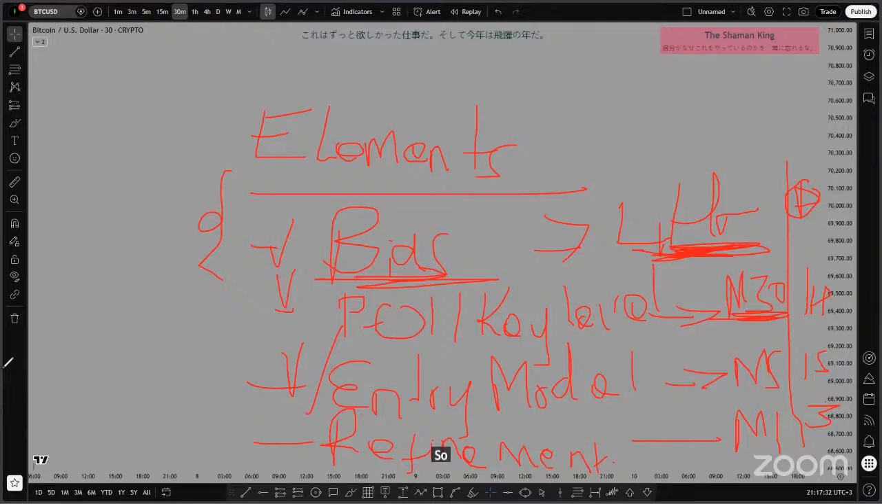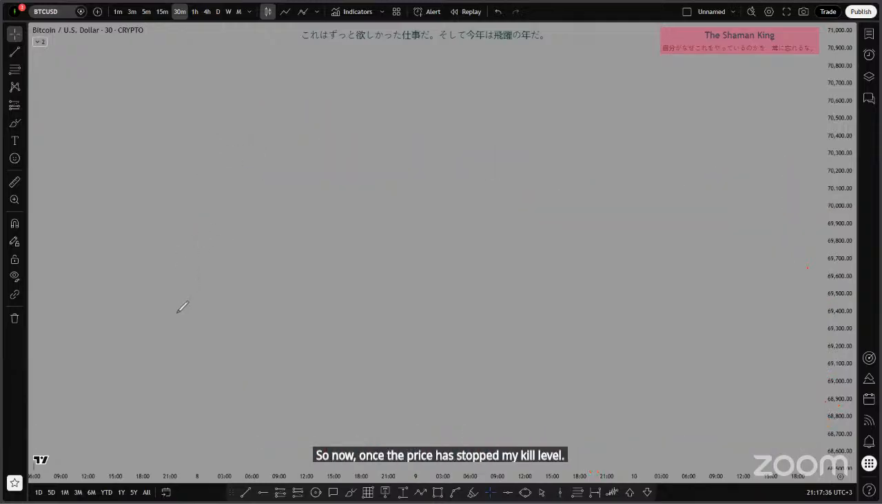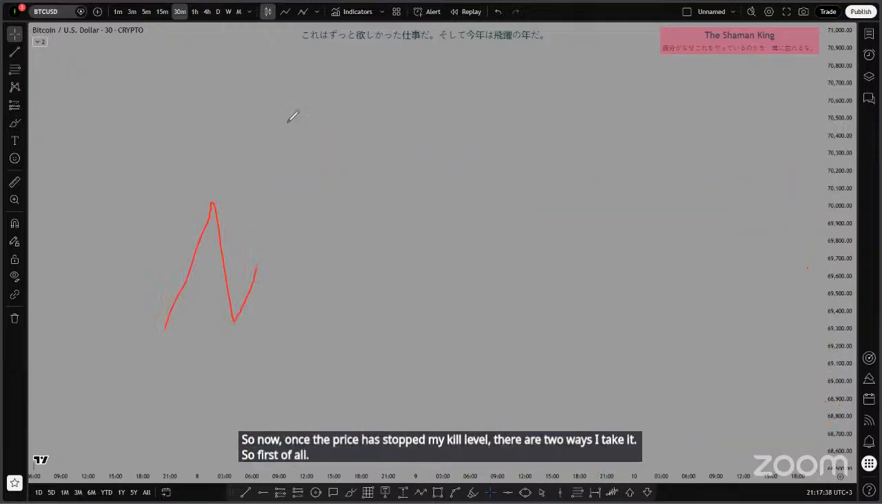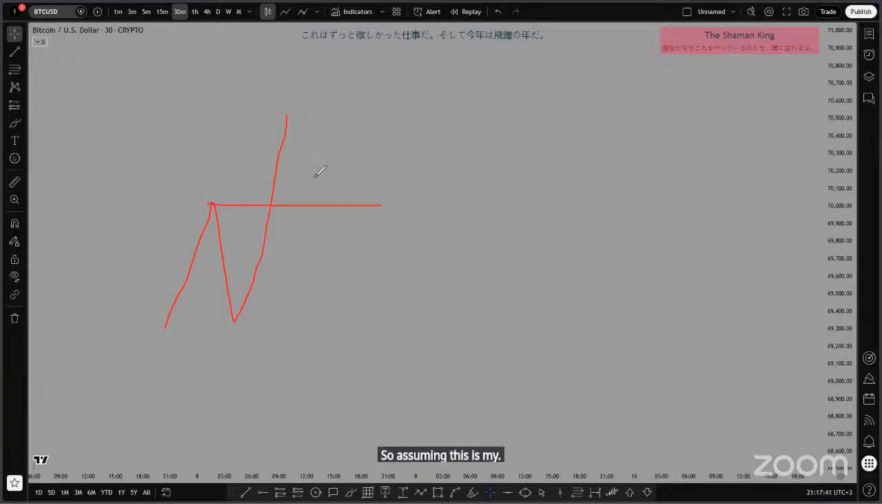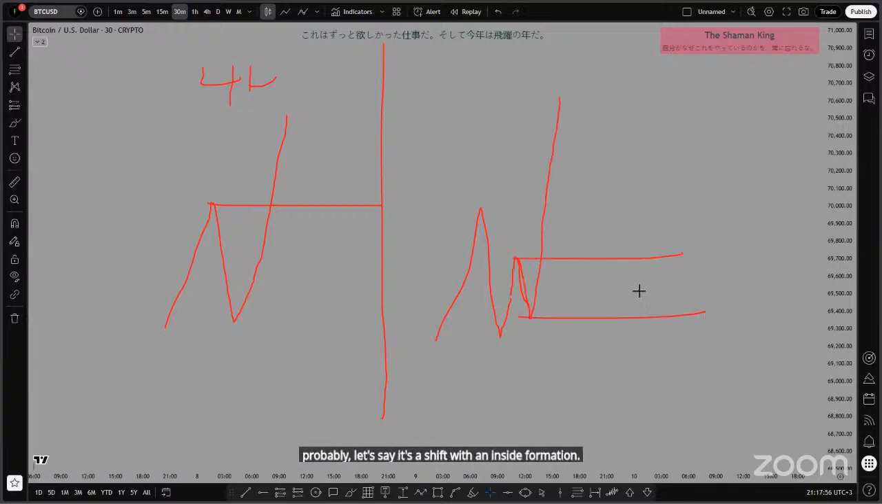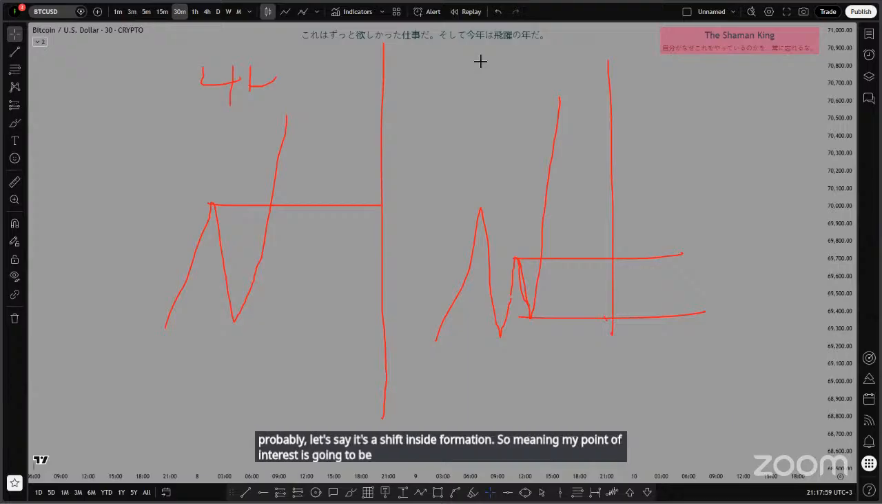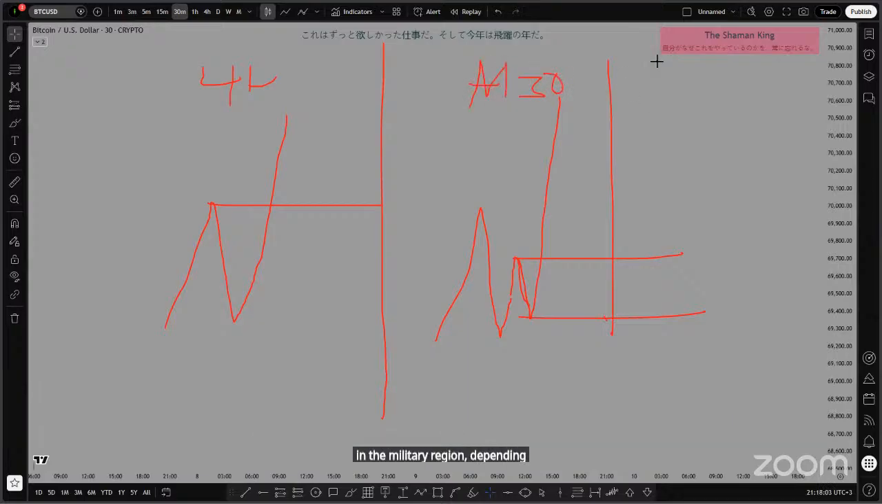So now, once the price has stopped at my key level, there are two ways I take it. First of all, assuming this is my H4 bias confirmed, and then probably H1 or M30. In H1 or M30, this structure over here will give me a point of interest. Probably, let's say it's a shift with an inside formation. So my point of interest is going to be somewhere here in M30 or H1, depending on what I want. And now in the lower time frame, there are two ways I'll take entries.